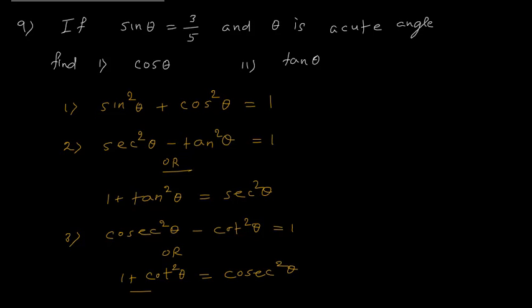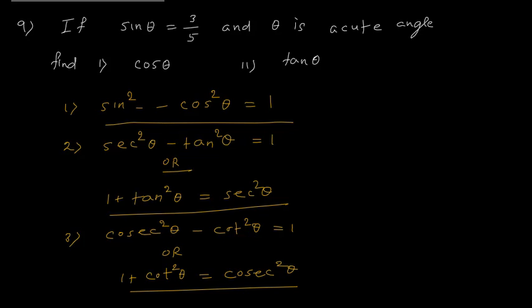So these are three identities which we can use to find trigonometric ratios if one ratio is given to us. I again repeat, these identities we are going to use when we are given one trigonometric ratio and we have to find other trigonometric ratios. There is another way also, that we will draw a right angle triangle and find three sides based on the ratio given, and then we find other ratios. Let us solve these problems using these identities.